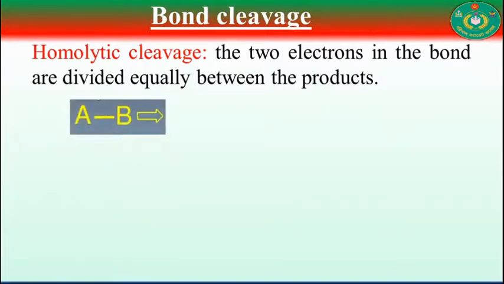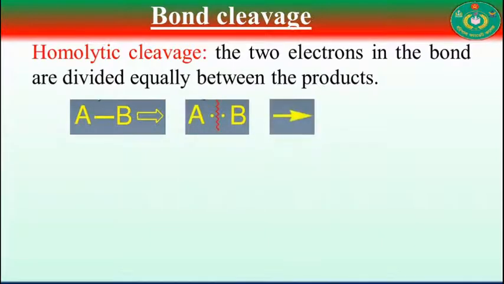Consider the following molecule. It's a general formula of any molecule. When homolytic cleavage takes place, the two electrons in the bond are divided equally between the products A and B and produce two free radicals, known as A free radical and B free radical.